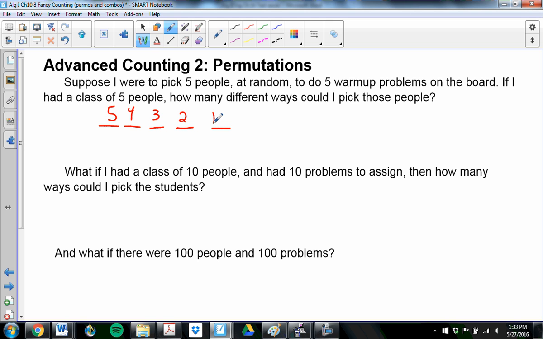So I still apply the fundamental counting principle from the last video: 5 times 4 times 3 times 2 times 1. I multiply all these things. I get 120 options. There's 120 ways that I could pick those 5 students to do a problem.